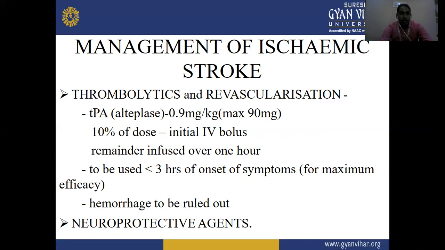Hemorrhage to be ruled out. Neuroprotective agents like Ginkgo biloba, Panax ginseng, Curcuma longa, Bacopa monnieri, and Stevia officinalis. These are the neuroprotective agents.